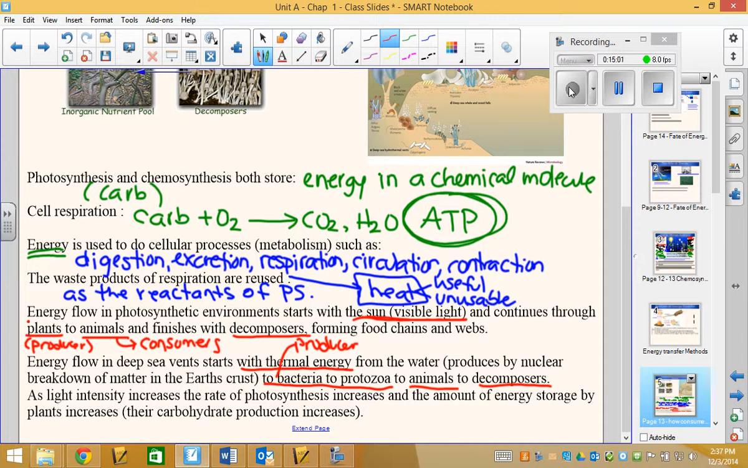And the way to tell which one of them is going to happen is all based on light intensity. The more light intensity, the higher the rate of photosynthesis. And this will increase the amount of energy plants will store.